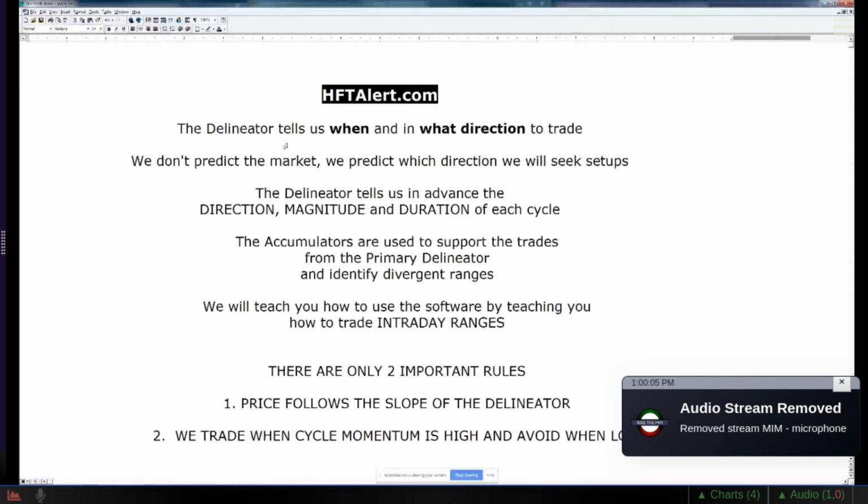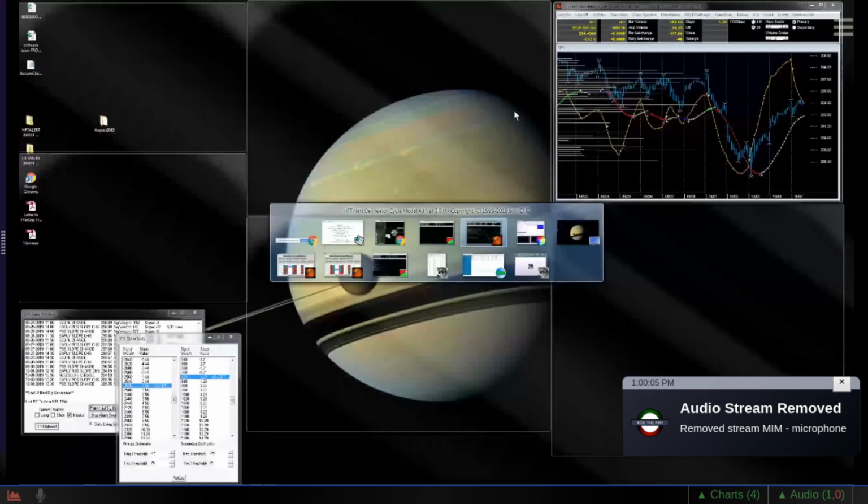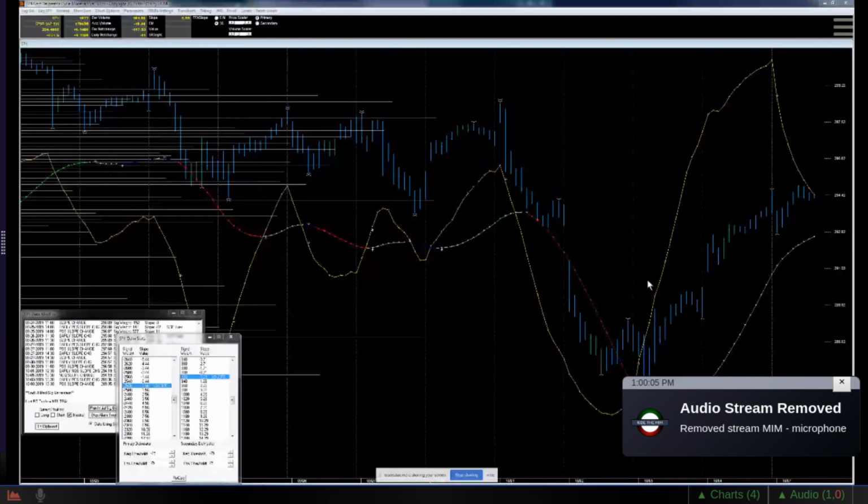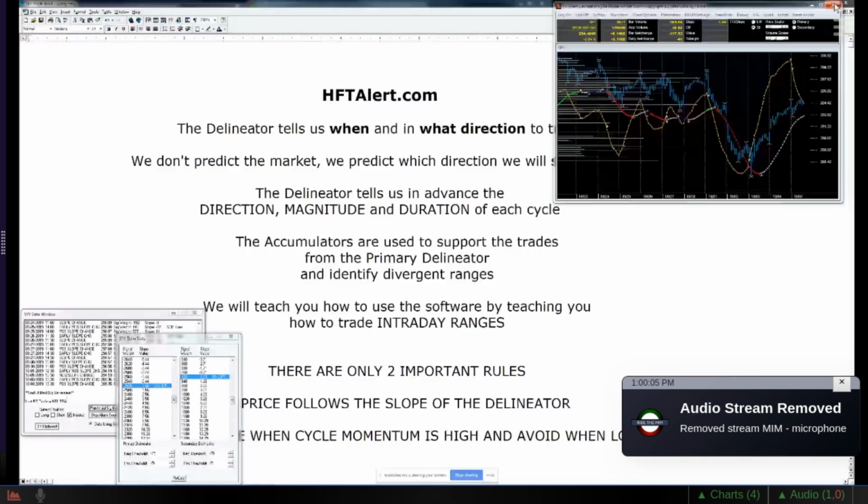So we have two basic pieces of software, and they're designed to work together. The delineator is our trend model, and it is this program right here. And it's a derivation of the McClellan oscillator, but we use it quite a bit differently than they use it. And this program tells us which direction to seek trade setups.